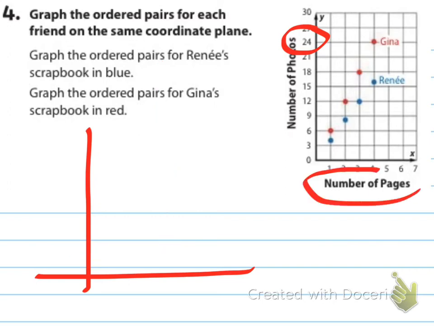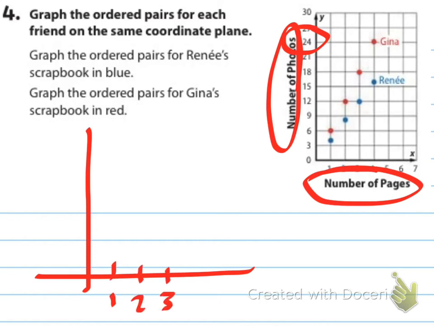And on the bottom for number of pages, please make sure that you label. And for photos, you label that as well. And so we're going to do 1 through, honestly, I thought it was just 1 through 4, so we don't need 5, 6, and 7 on our bottom line. So 1, 2, 3, and 4. And then up this way, you're going to go all the way up to 24. I'm not going to redo it since it's already on my paper.